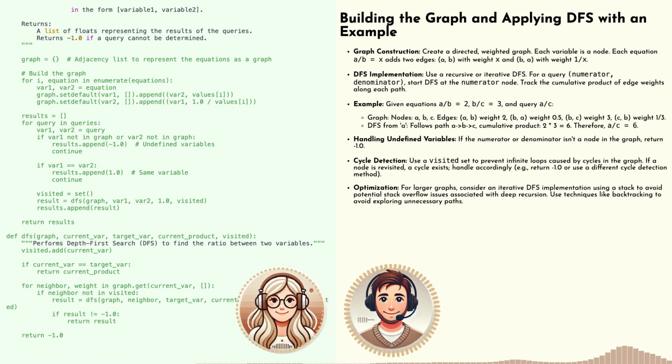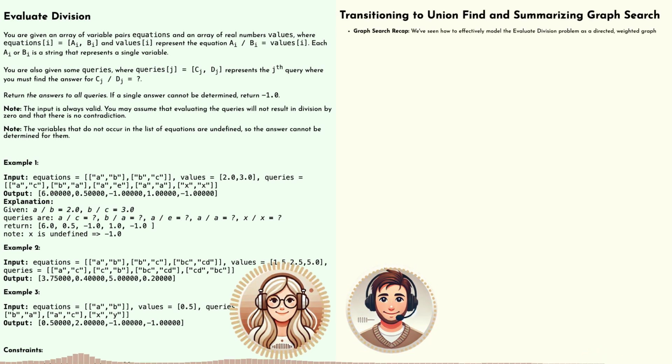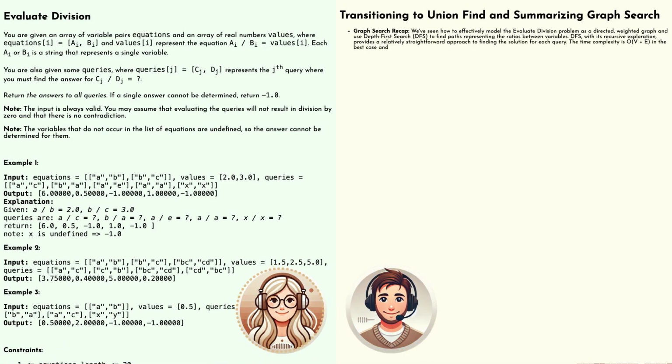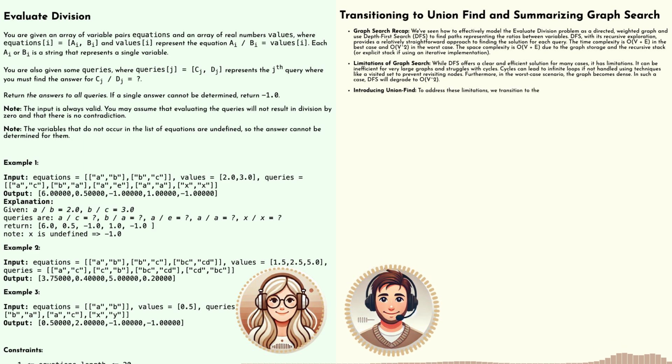Good. But you mentioned another approach, Union Find. Right. That name sounds intimidating, to be honest. It does sound a bit abstract. But it's actually quite elegant once you get the hang of it. It's based on the idea of grouping variables together based on the relationships in the equations. Grouping variables. Okay, my curiosity is piqued. Good. Before we dive into that, though, let's summarize what we've learned about graph search.